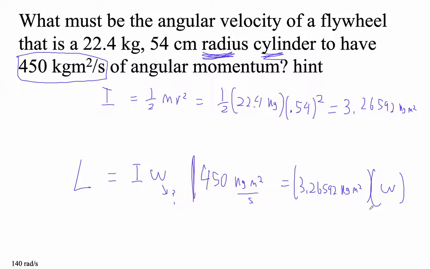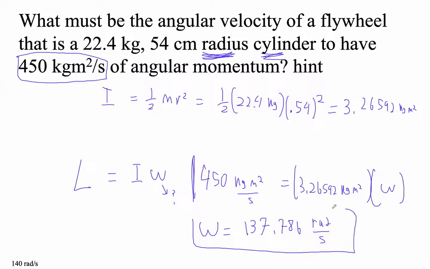Okay, so 450 divided by that is equal to, so omega ends up being 137.786 radians per second. Yeah, or about 140 with 2 sig figs, okay? Yeah, all right.